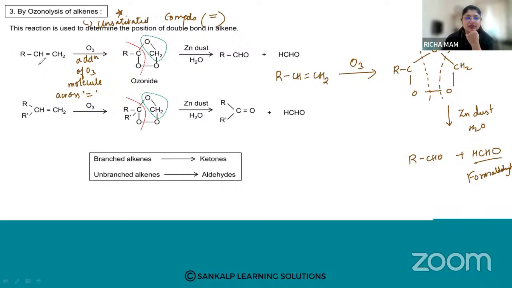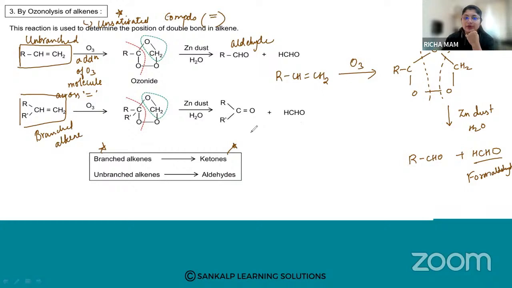Again, so this was an unbranched alkene. Whenever you have an unbranched alkene, unbranched means there is no branching present here. Now this is a branched alkene. So whenever you have an unbranched alkene, what will you get? You will get an aldehyde. So remember this, it is important. Whenever you have a branched alkene, what are you going to get? You are going to get a ketone.